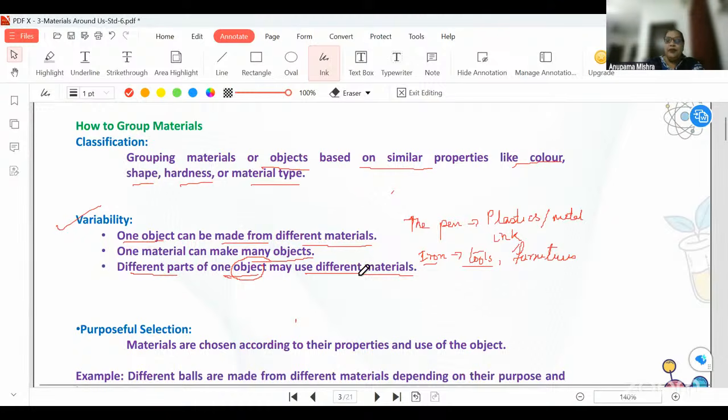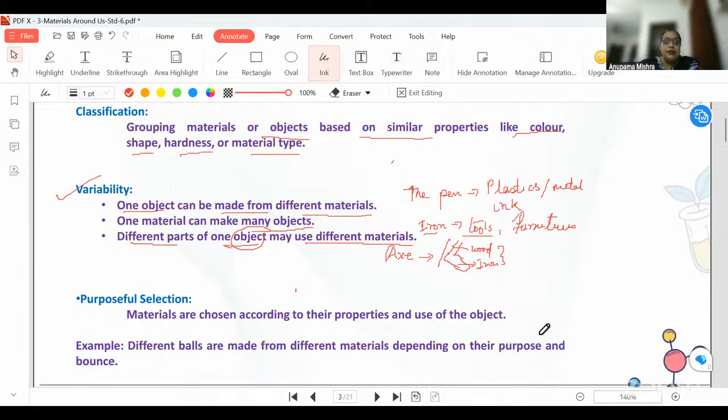Okay, let me give you one example. You take an axe. An axe is somewhat like this. This part is wood and this one is iron. So two materials are used to make one tool. Different materials are used to make different parts.